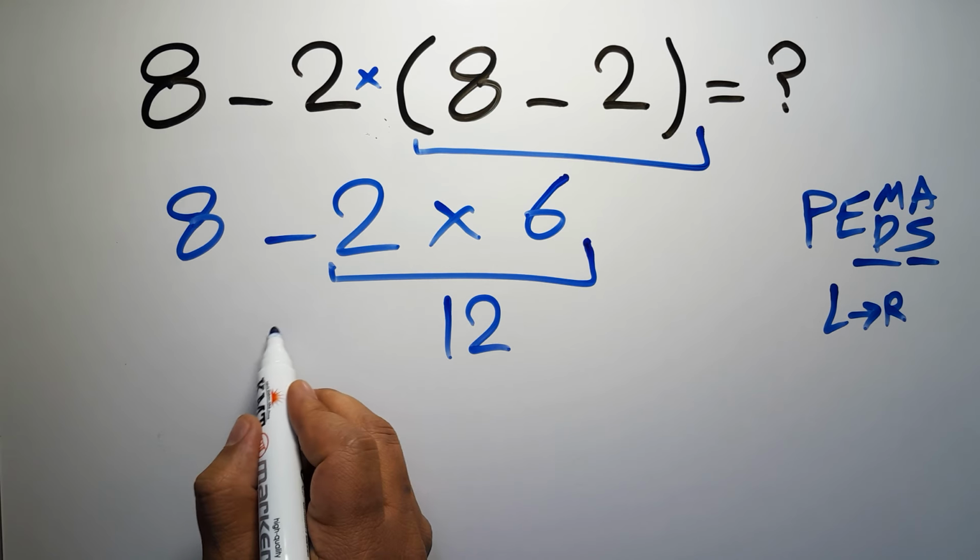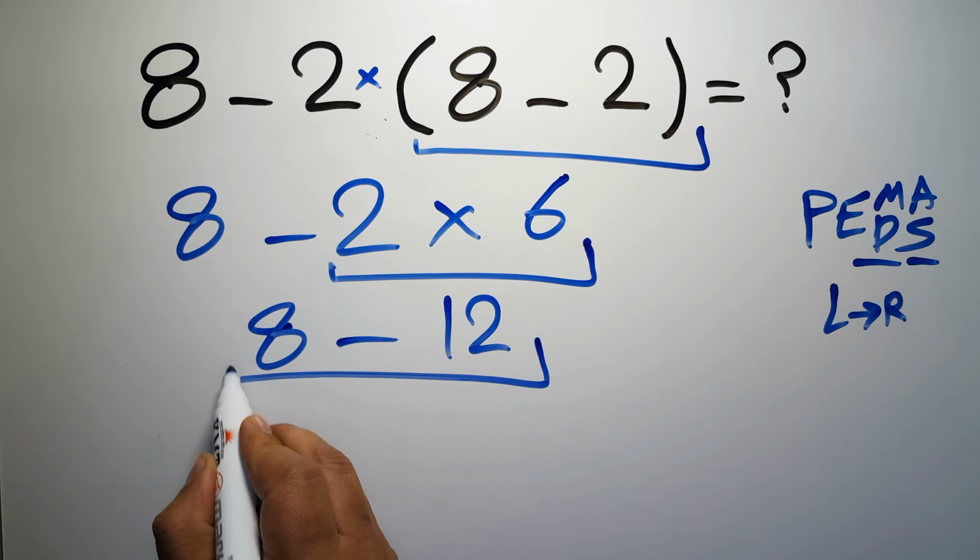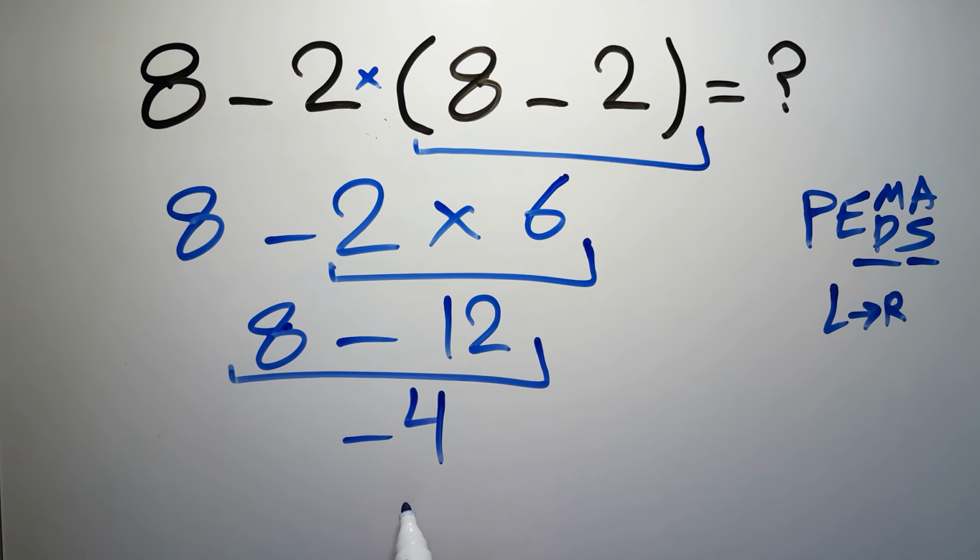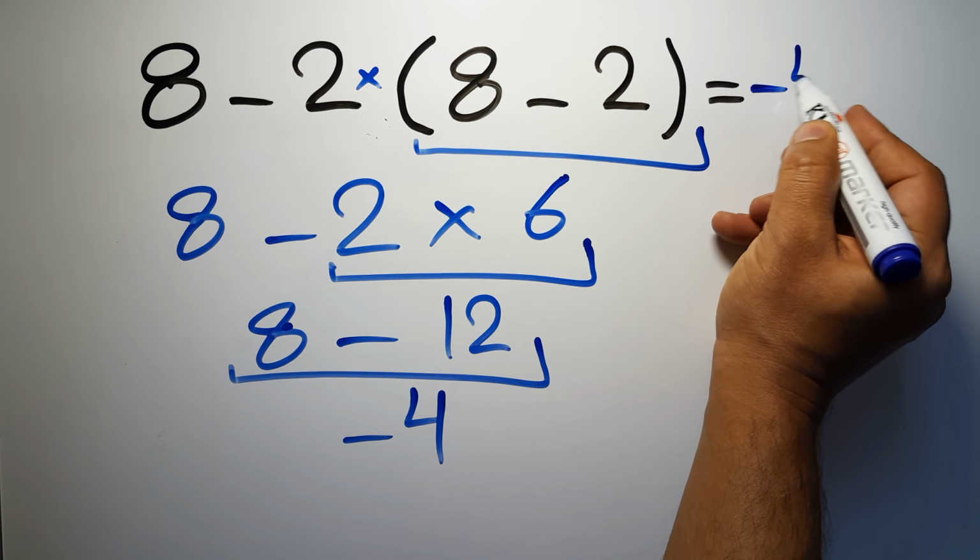So 8 minus 12, which equals negative 4. And this is our final answer to this problem. The correct answer is negative 4.